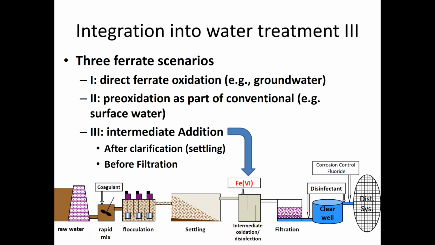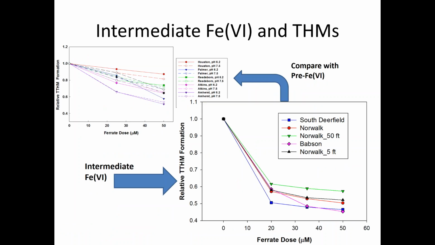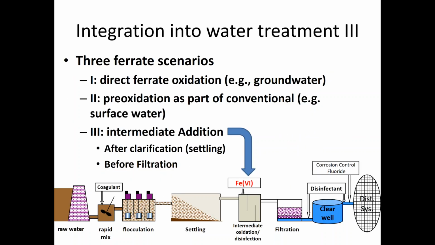And so we've looked at both of these scenarios and asked the question, how well does ferrate work in these two scenarios? And one important issue is how well does it control the disinfection byproducts? Because as I go back to this previous slide, even though ferrate is a disinfectant, it doesn't maintain a long-term residual. It won't maintain a residual in a distribution system.